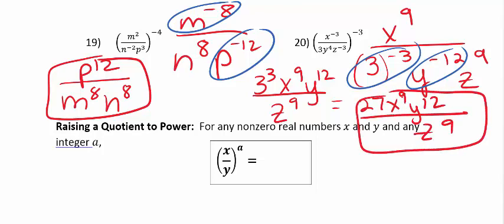Now raising a quotient to a power: for any non-zero real numbers x and y and any integer a, x divided by y all to the a power is going to equal x to the a power divided by y to the a power.